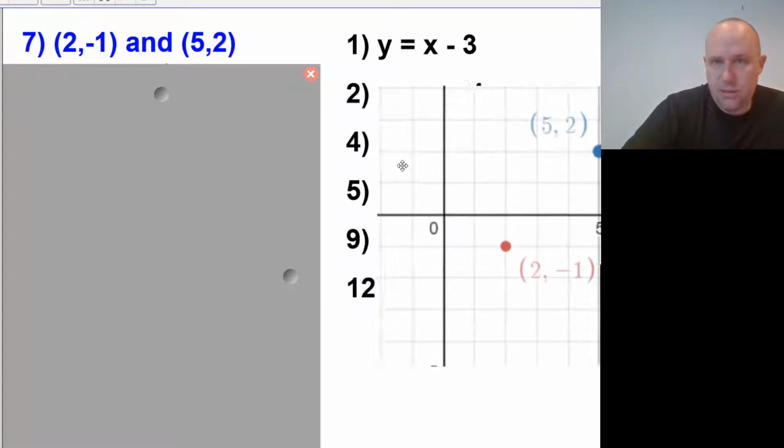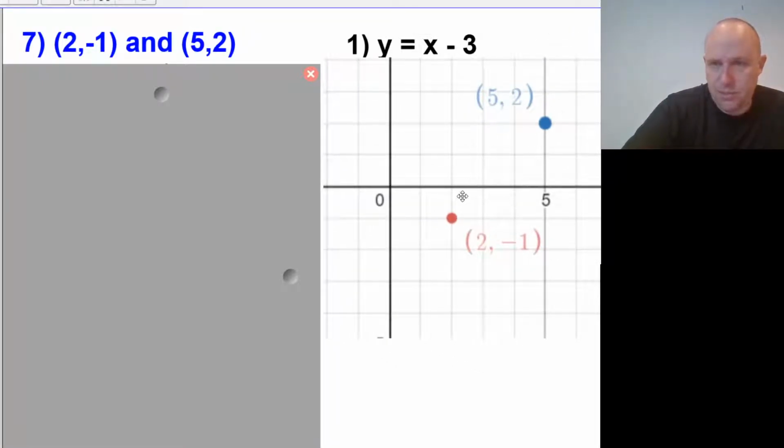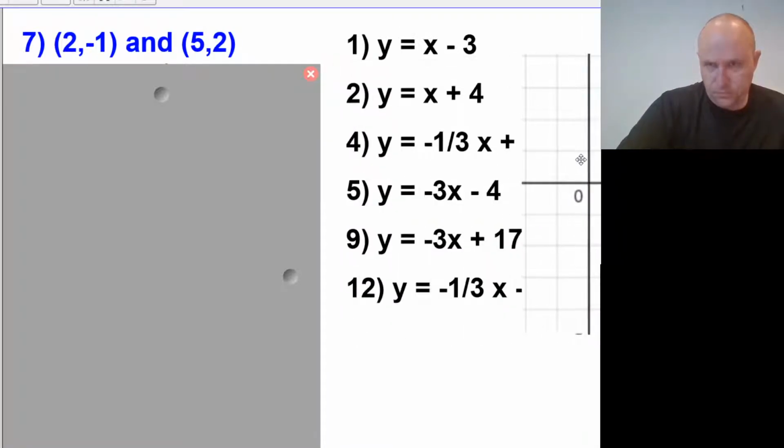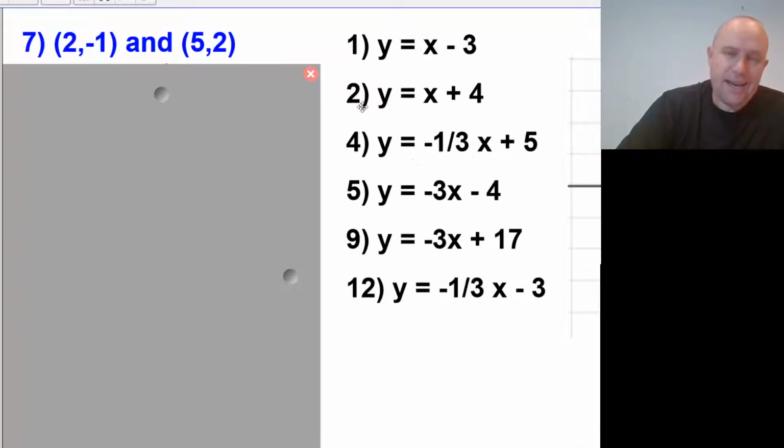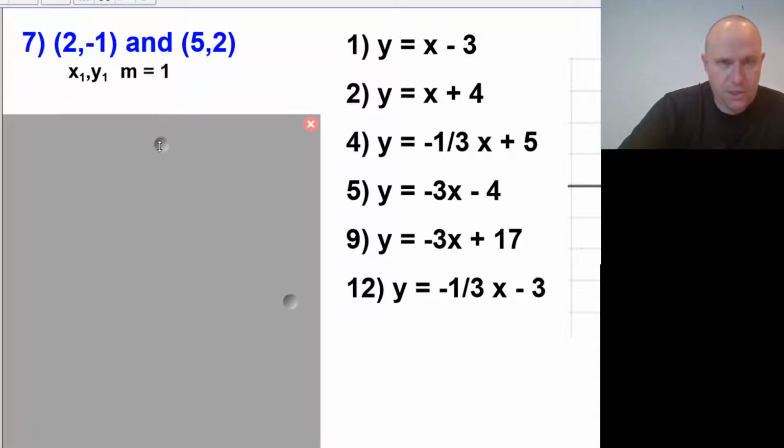Third question. Once again, I plotted these in Desmos. I zoomed in nice and close. It goes up 3 and right 3. So 3 over 3 is 1. So I know the slope is 1. Now, I think I already had this answer earlier, so I could probably tell that it's this answer here, but I'm going to do the question properly just to make sure.